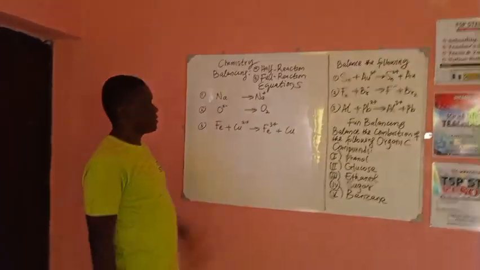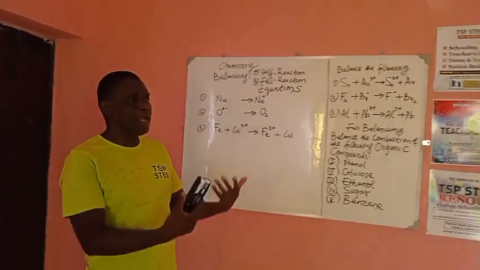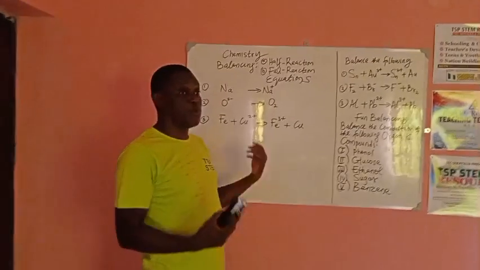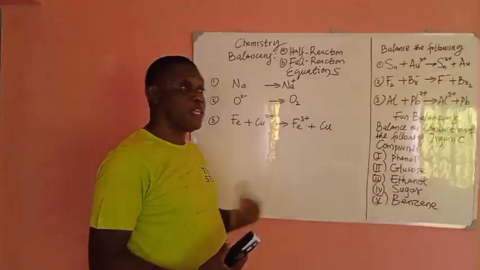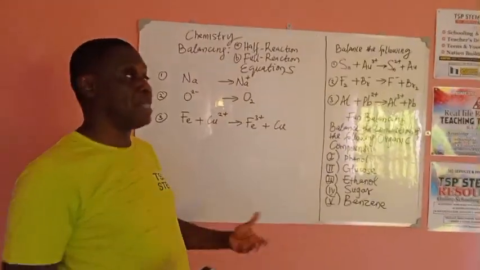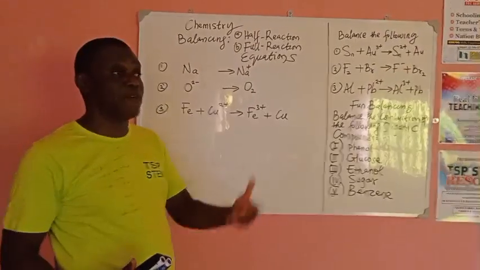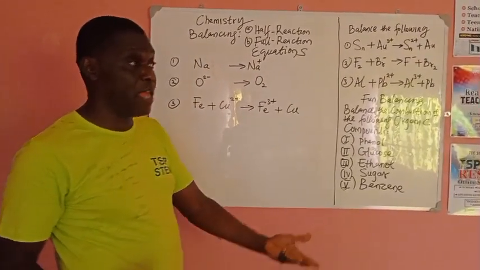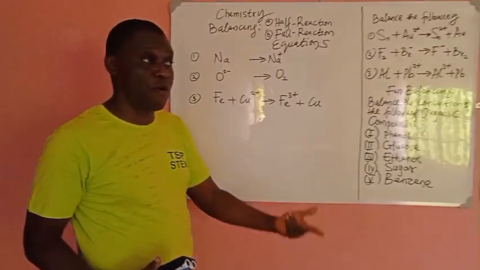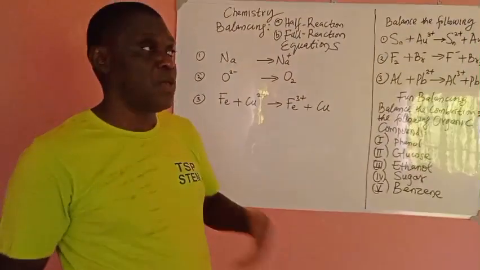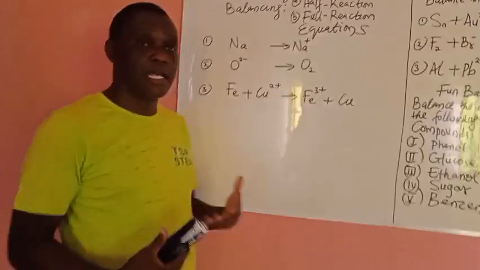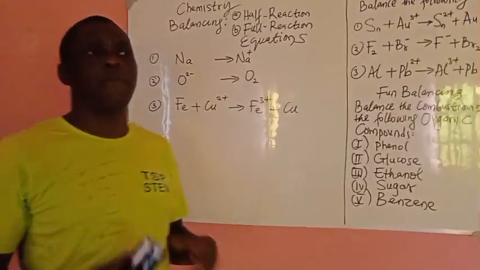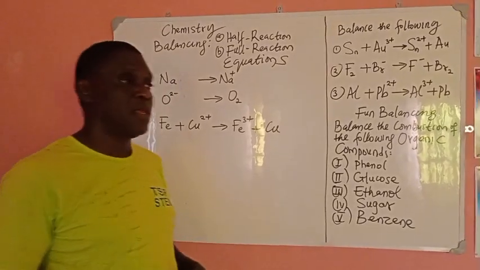Now, if you look at this, the same normal law of conservation of mass needs to be observed also. You have to check if the atoms at the reactant side and the product side for a particular element are balanced, meaning if they are equal. You have to check for the ions, the charges, whether they are also balanced at both sides. So these are the fundamental things you look out for when you are balancing any chemical equation.